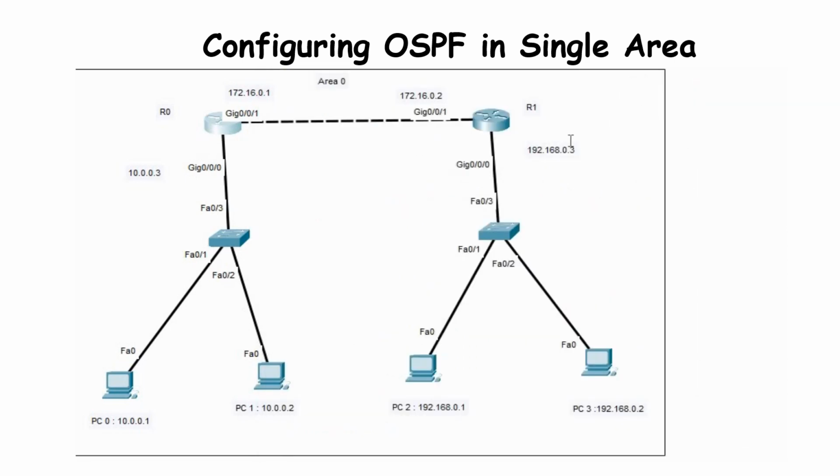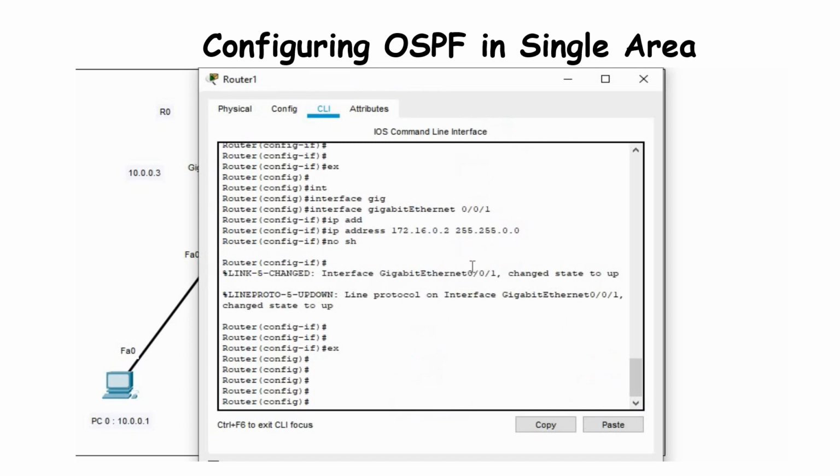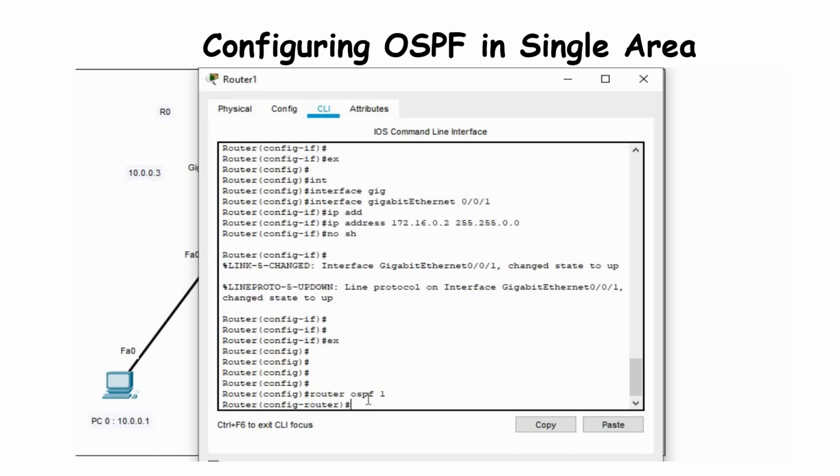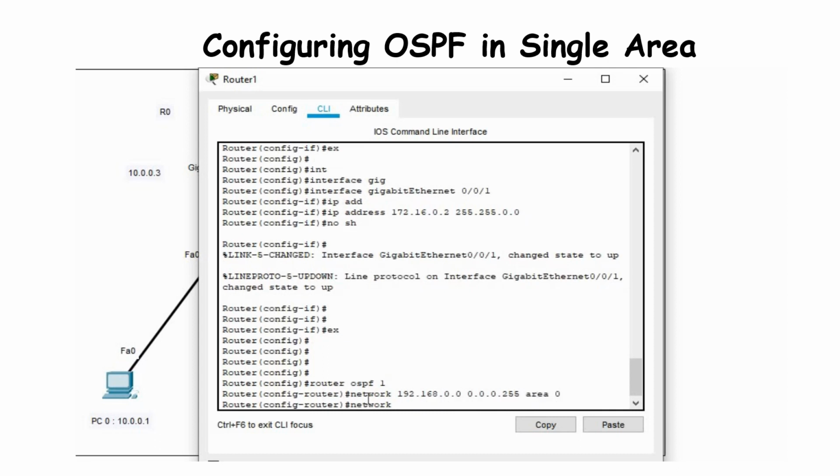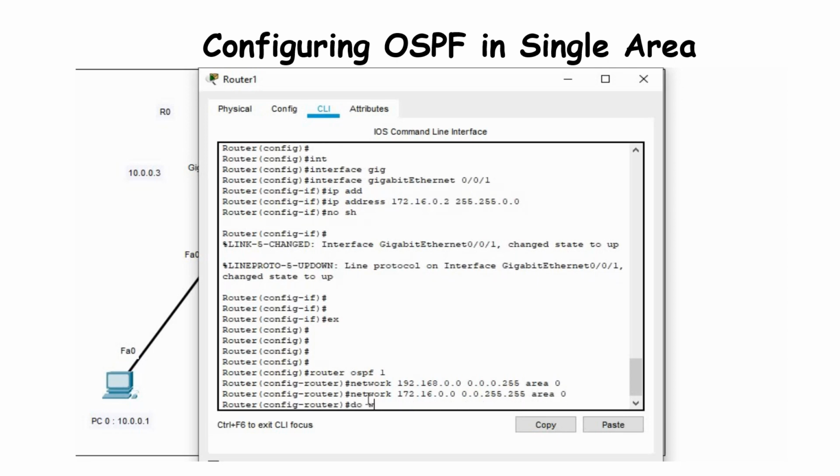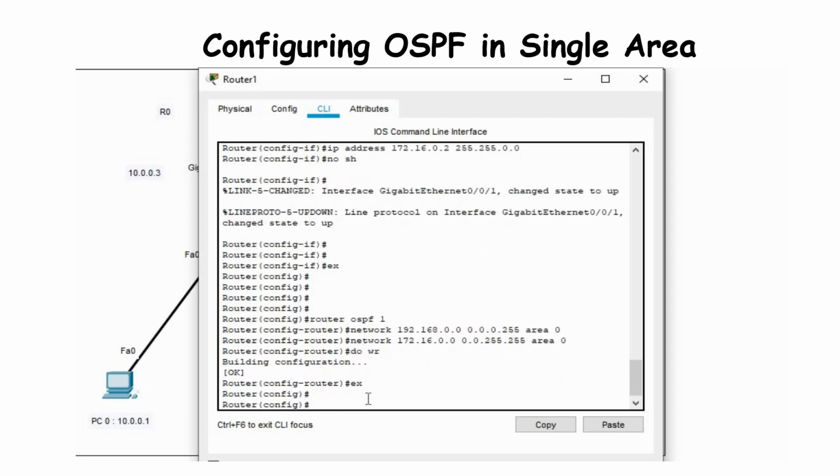Similarly for router 1, now router 1 is part of two networks, the 192 network and 172 network. So router 1, router OSPF 1, network 192.168.0.0 and the wildcard mask is 0.0.0.255, area 0. Similarly, network 172.16.0.0, 0.0.255.255 is the wildcard mask and area 0. Do write to save the configuration and exit.